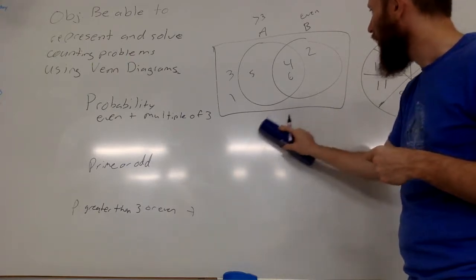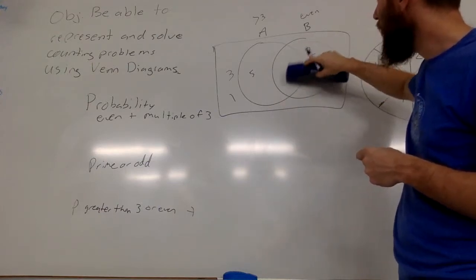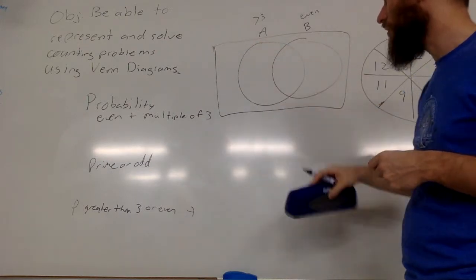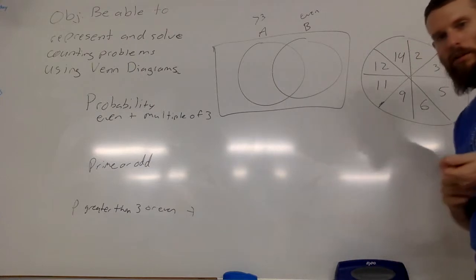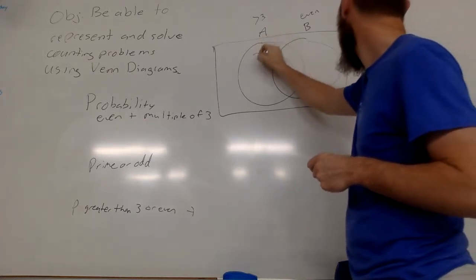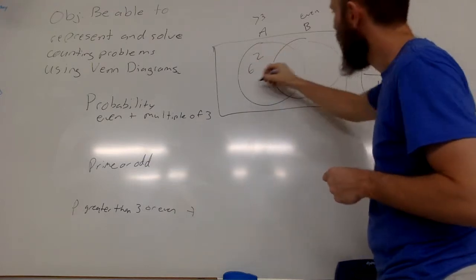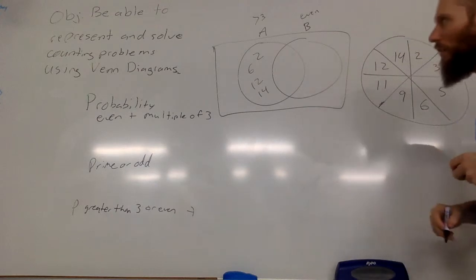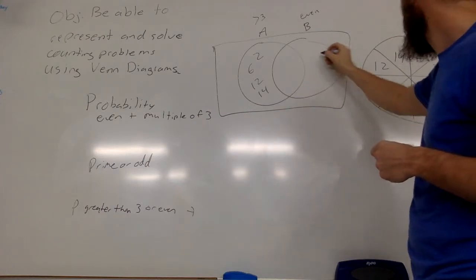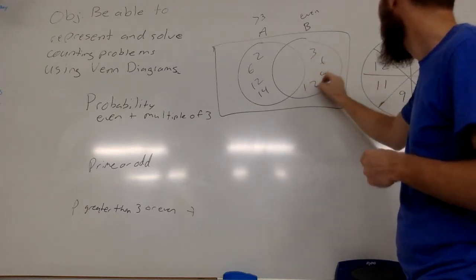Okay, so let's do a few more to see how we might use a problem with this Venn diagram. Again, I think the easiest way is to do some, and then you'll see the cases where you'd want to use a Venn diagram to solve these. Let's look at this spinner here. I'm going to spin this spinner, and I want the probability that I'm going to land on an even number and a multiple of 3. So all my even numbers are 2, 6, 12, and 14. That's the even numbers. That's event A in this problem here. And the multiples of 3 are 3, 6, 9, and 12.